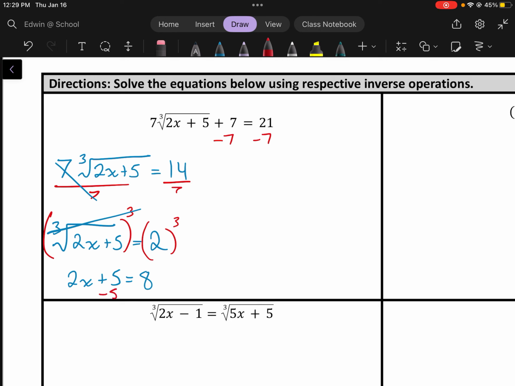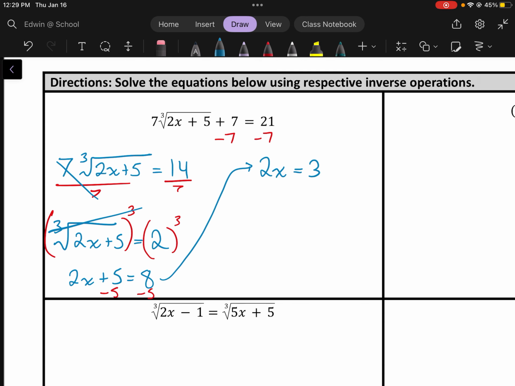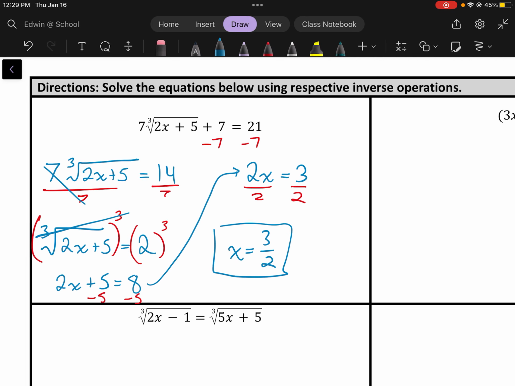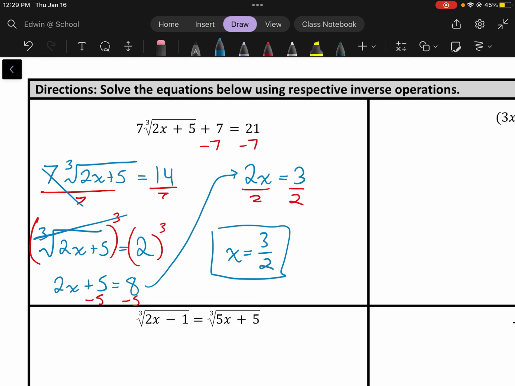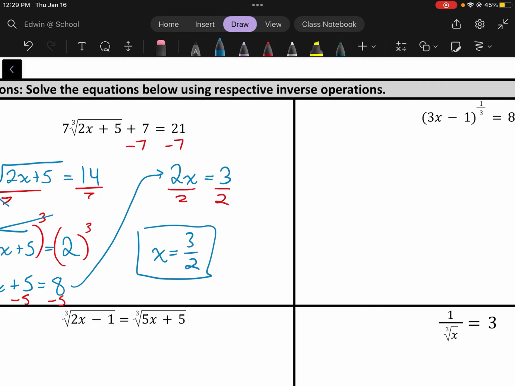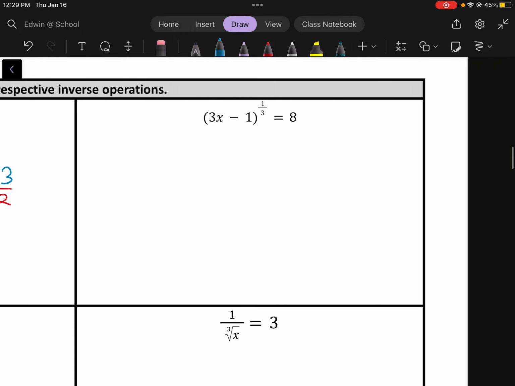Next thing, we are just going to solve this like a normal equation now. So we're going to start by subtracting 5 on both sides. That means we're going to end up with 2x equals 3. Finally, we just got to divide by 2 on both sides, giving us x equals 3 divided by 2. Perfect. Simple as that. Just step by step doing the inverse operations. If we want it isolated, we got to add or subtract or divide or multiply depending on what's going on.